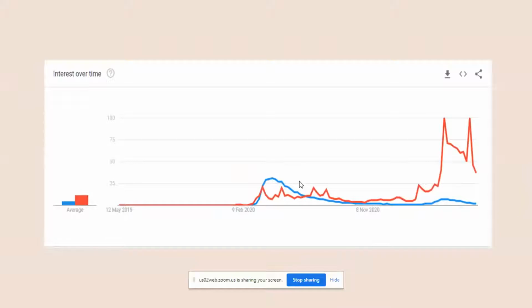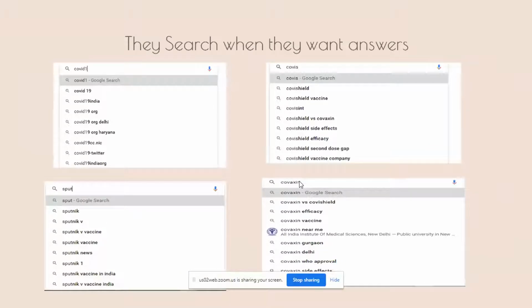These are two comparative graphs. One is for the search query COVID-19, and the second one is the vaccine, right? And see how it's spiking. So people are searching about it. They are asking a lot of questions. They also search when they want answers. You just type COVID, you just type Covaxin, you just type Sputnik, and you'll get to know what people are trying to find out. So if people are trying to find out this information, as a health practitioner, are we providing them this information or not?